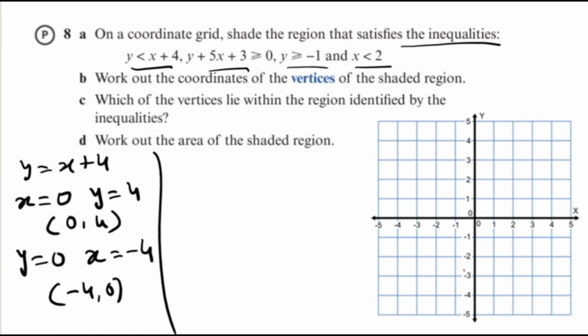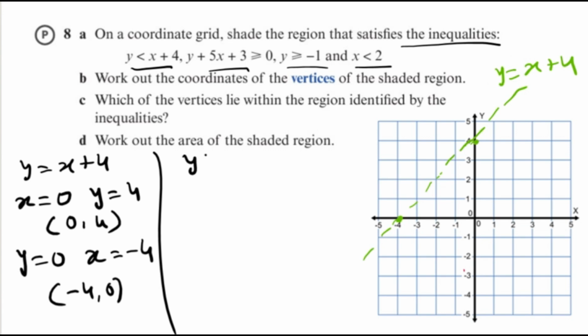Let's first sketch this line. So the first point is minus 4, 0 and this is 0, 4. But there is no equal to sign there. So we have to draw this line as a dotted line. So I can label this line y equal to x plus 4. Okay.